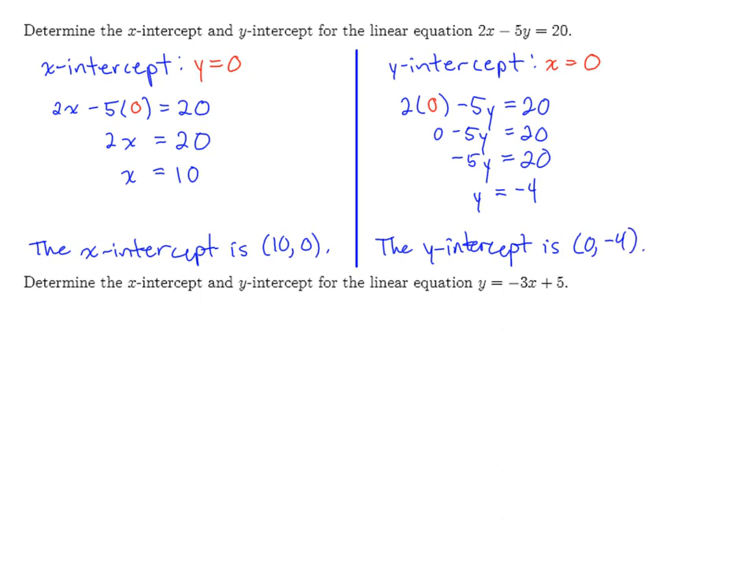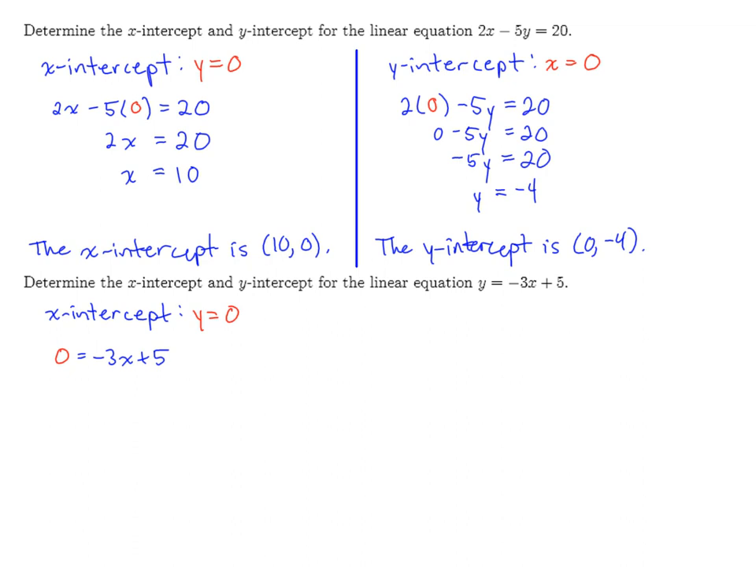For this second equation, we're going to do the exact same process. Here we have an equation y equals negative 3x plus 5. To find that x-intercept, again remember that the x-intercept occurs where, for a linear equation, that linear equation intersects the x-axis. And so what's true there then is that the value of y is 0. So now, working with this equation y equals negative 3x plus 5, I'll replace y with 0. So I'll have 0 equals negative 3x plus 5.